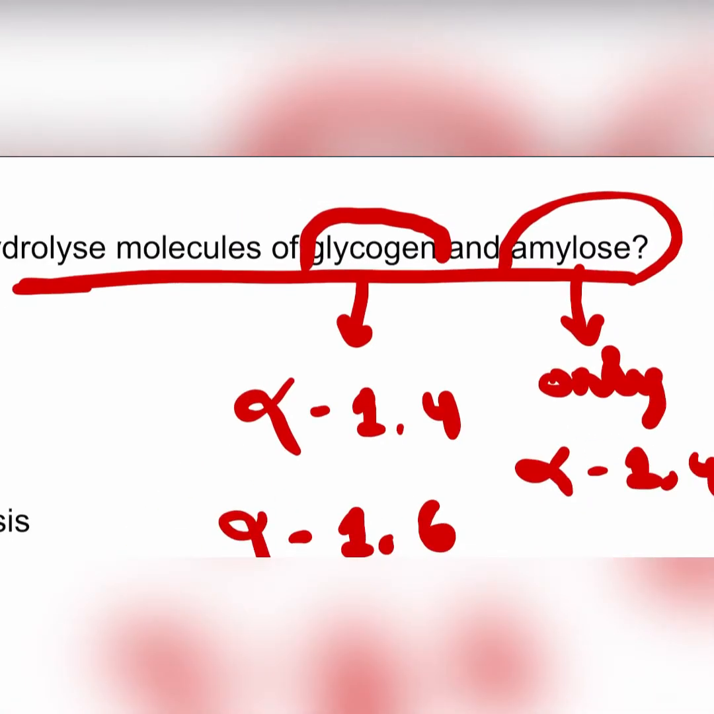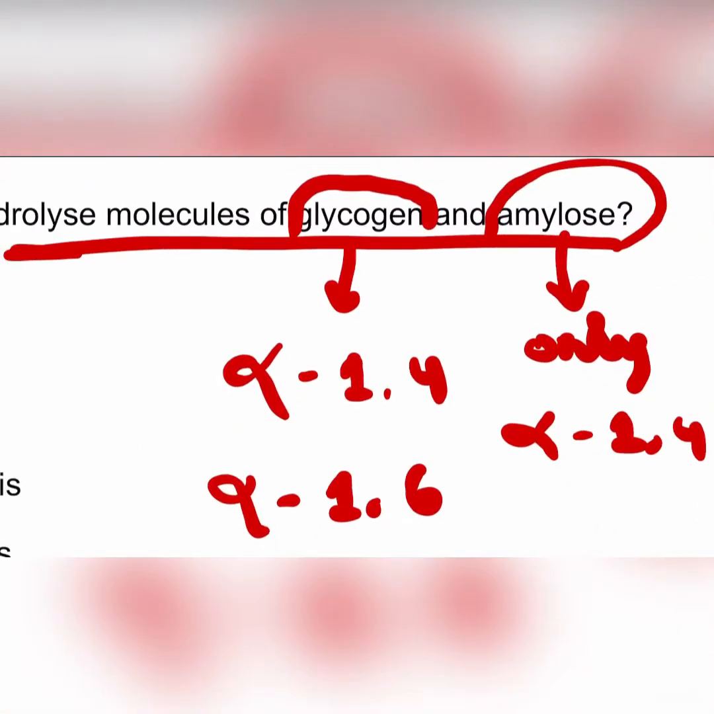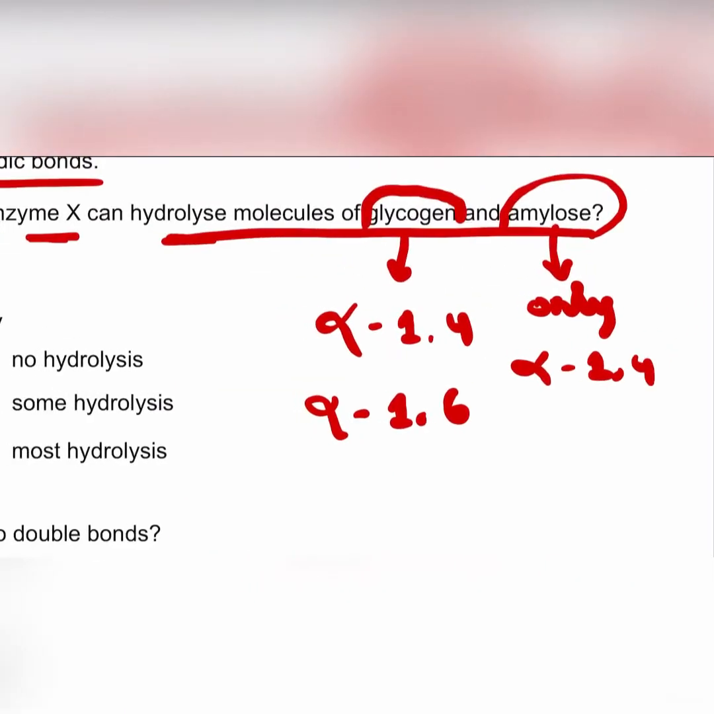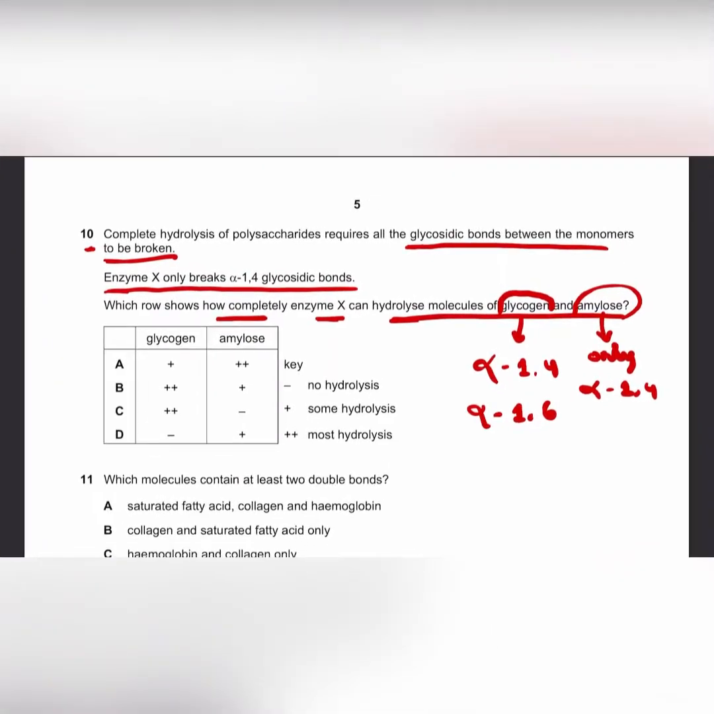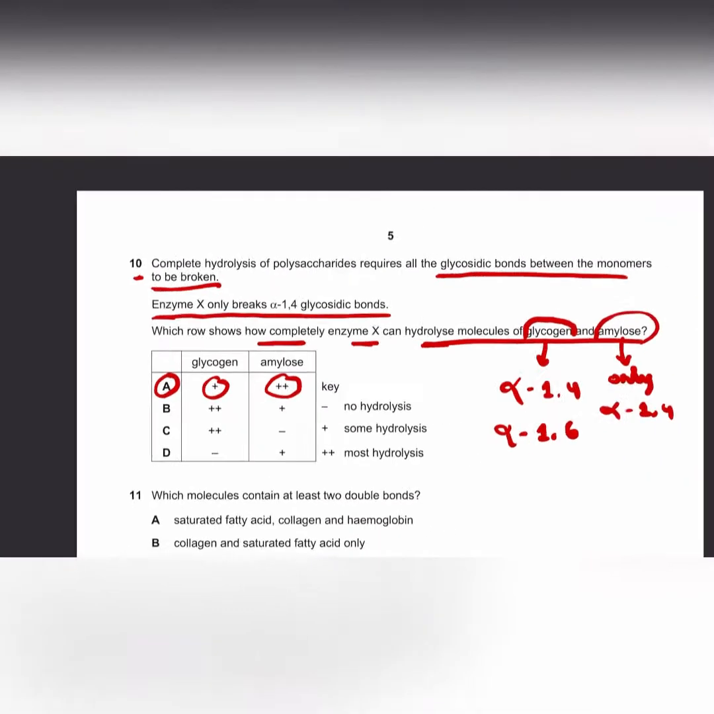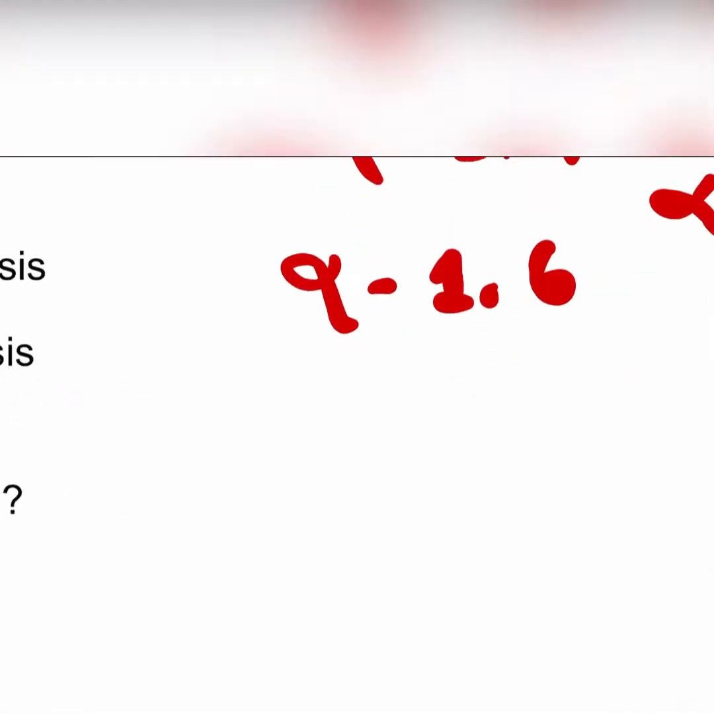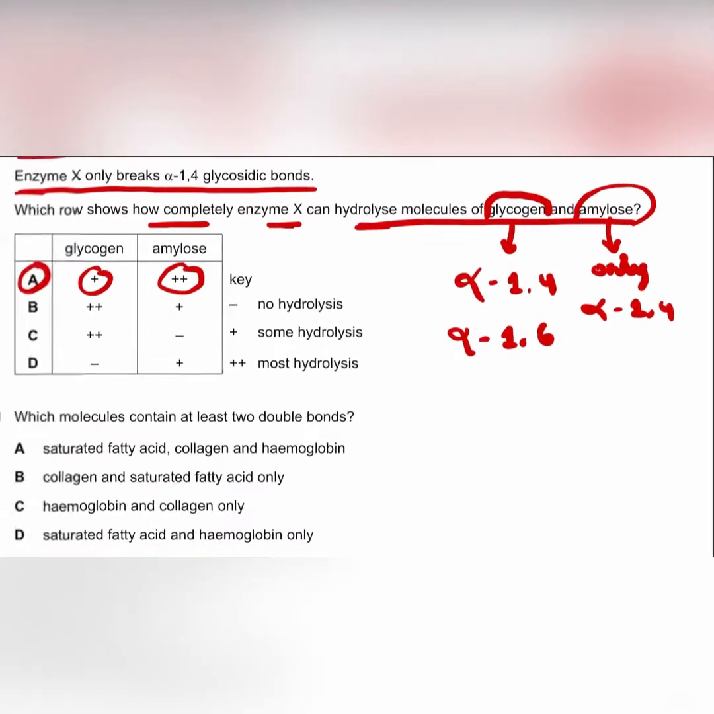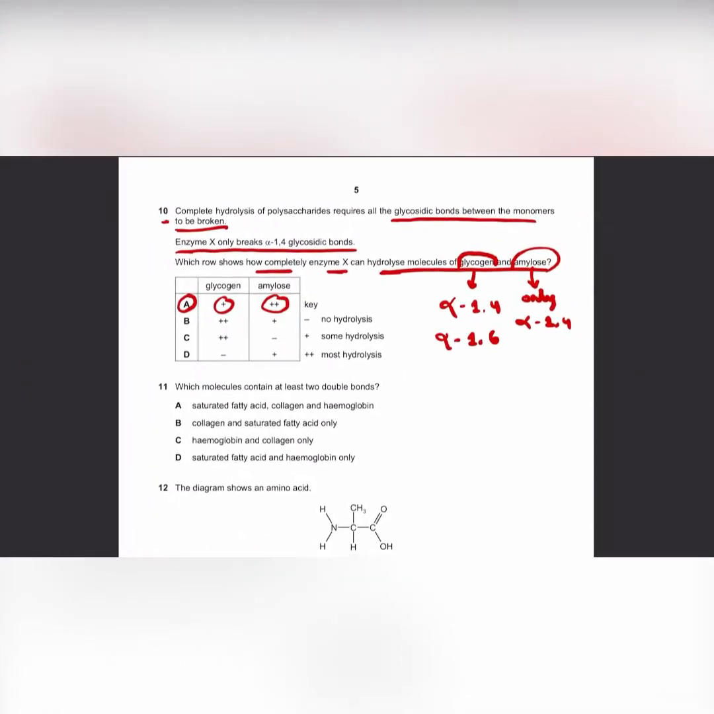This enzyme X will break down glycogen partially because it will break down all the alpha-1,4 glycosidic bonds, but it will not be able to break the alpha-1,6 glycosidic bonds. So for amylose, there will be most hydrolysis, and for glycogen, there will be some hydrolysis. We cannot say no hydrolysis. Negative means no hydrolysis. So the answer is A.